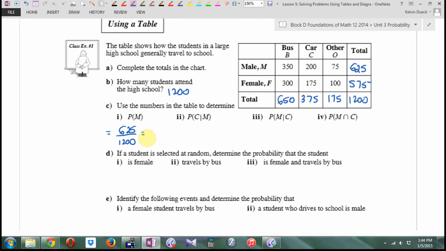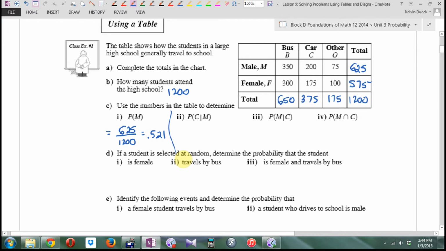Can you read me the whole thing, please? 0.5208, 3 repeating. So it goes on forever? Yeah. 0.521, approximately. About 52% of the students are male. Not quite 50-50, but close.